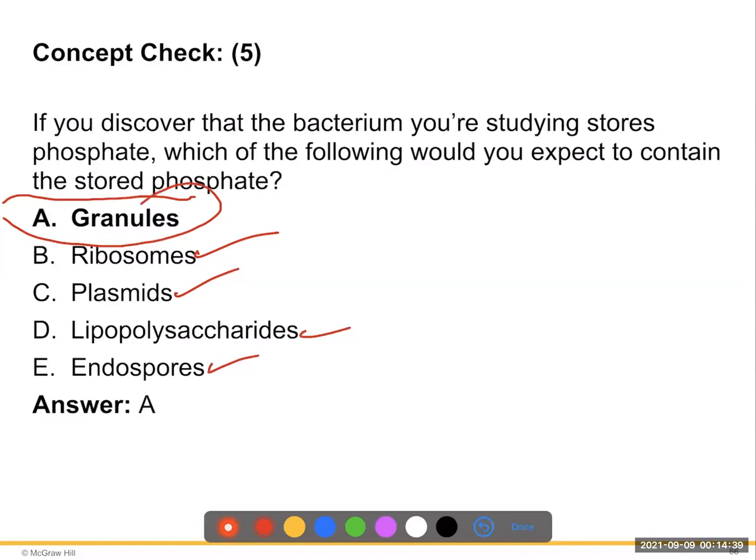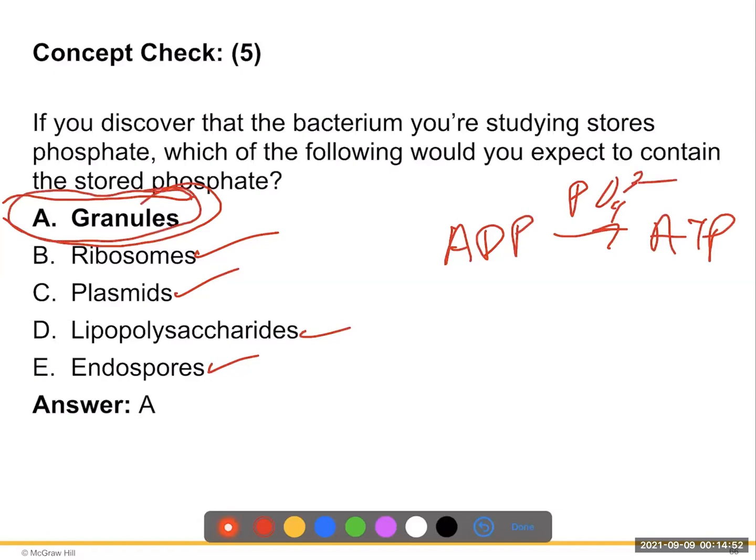Okay. Phosphates allow you to create ATP. It allows you to go from ADP to ATP with phosphates. Okay. So those are stored in these as granules. So we can use them for energy.